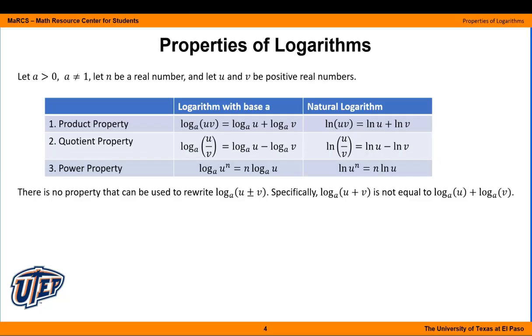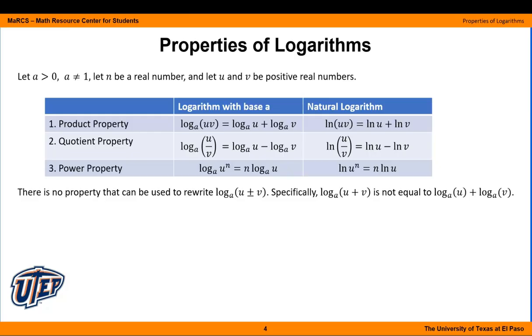Now let's review the three major logarithmic properties. Assume that a is bigger than 0 and a is not equal to 1, and that u and v are positive real numbers. The first property is the product property. Log base a of uv is equal to log base a of u plus log base a of v, and for natural logarithms, natural log of uv is equal to natural log of u plus natural log of v.